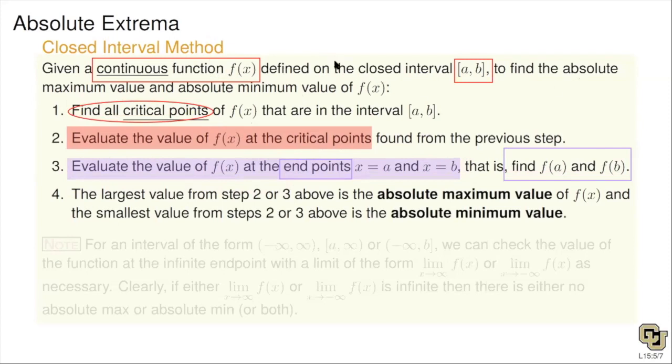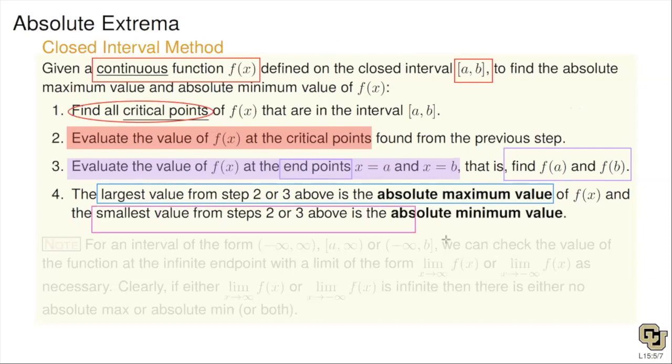Literally, the largest y value will be the absolute maximum, and the smallest y value will be our absolute min. So here, we're literally checking the value of the function at the endpoints and at the critical points. The largest of those is the absolute max value. The smallest of those is the absolute min value.